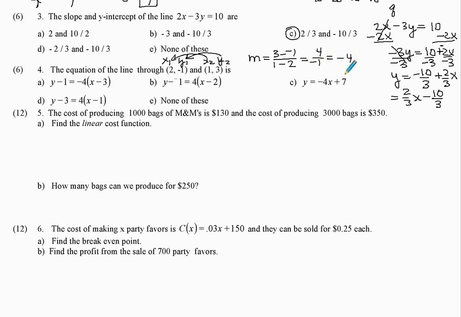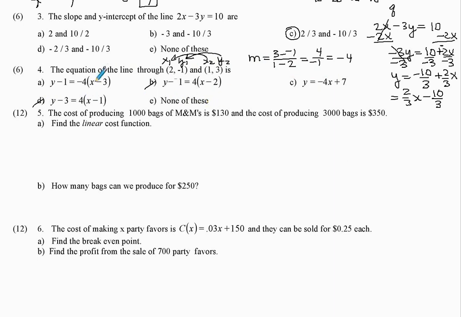This is a line with slope 4. I'm sorry, negative 4. And remember that the slope is the coefficient of x. So here I see a negative 4 as my coefficient of x. And here I see a positive 4, so that one's out. Here I see a negative 4. And here I see a positive 4, so that one's out. So it's either these A or C, or it's none of those.